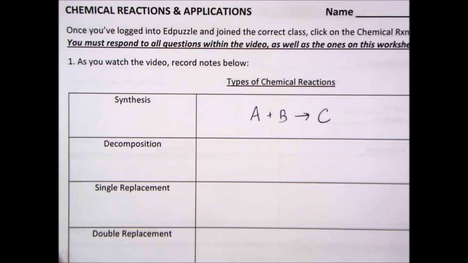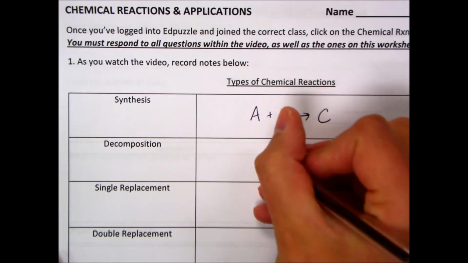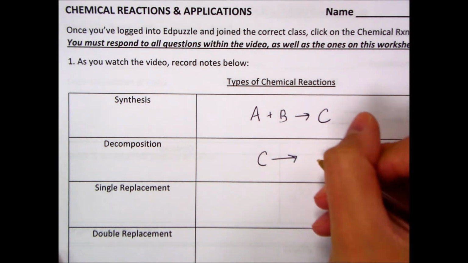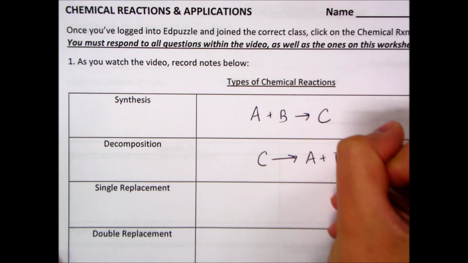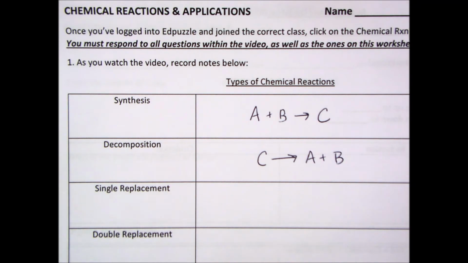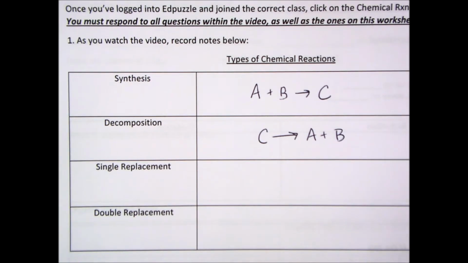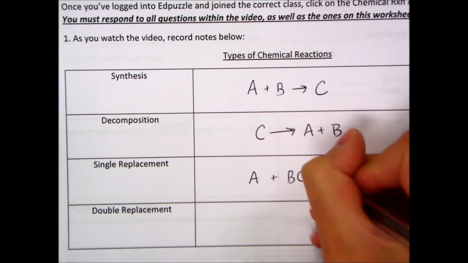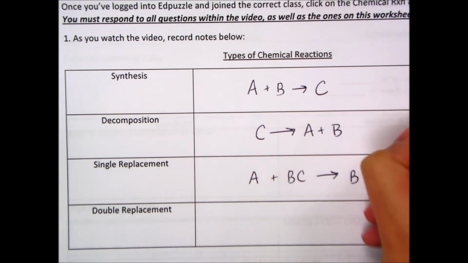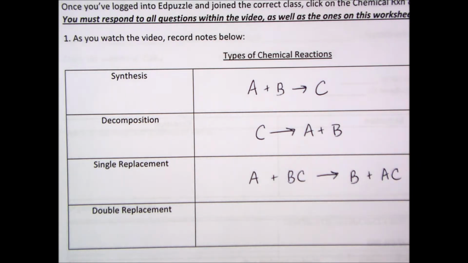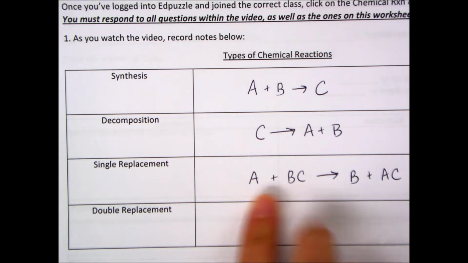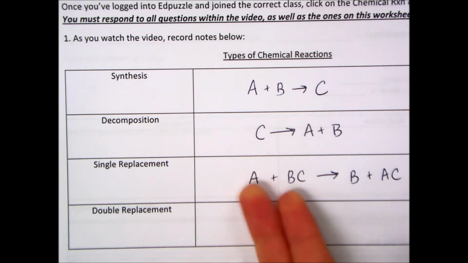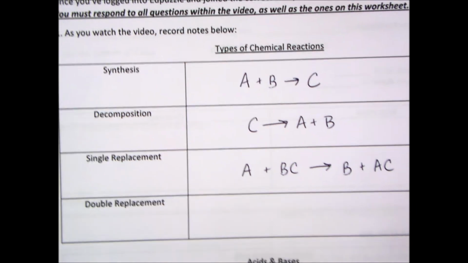Decomposition is just the opposite of a synthesis. That's when you're breaking down 1 reactant into its component parts. Single replacement looks like this, or at least this is a model of a single replacement reaction. So notice that at first the A was by itself, B and C were joined together, and then we had a little flip-flop, single replacement.